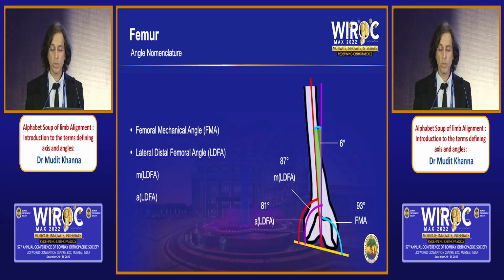Some studies use ALDFA, which essentially means the anatomical lateral distal femoral angle, which is 81 degrees on an average, and this being because the difference between the anatomical and the mechanical axis is 6 degrees. So two angles that we need to remember when we talk about the distal femur are the femoral mechanical angle or the lateral distal femoral angle.